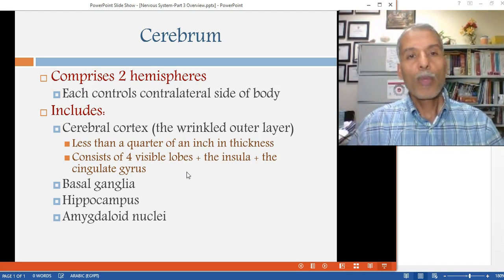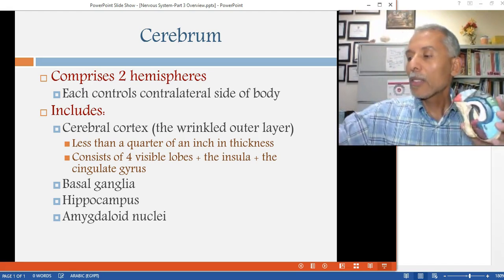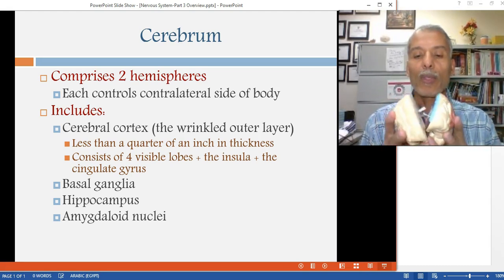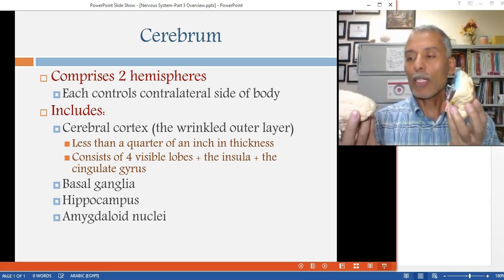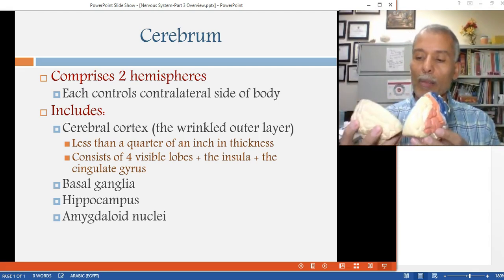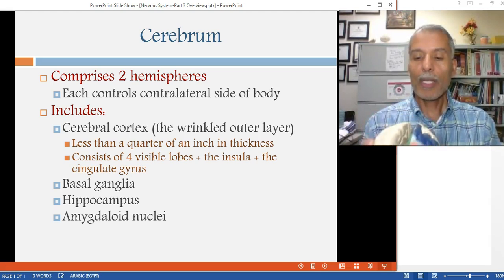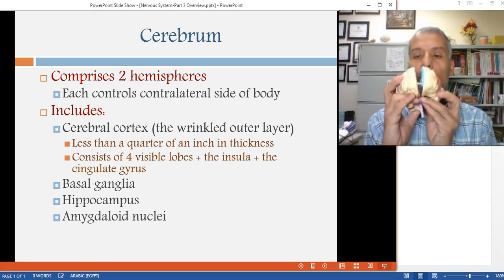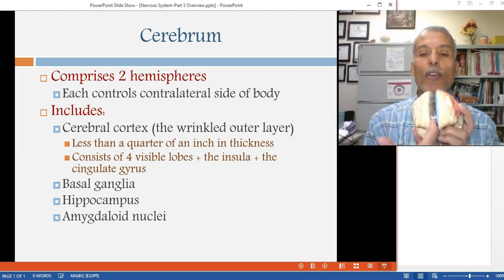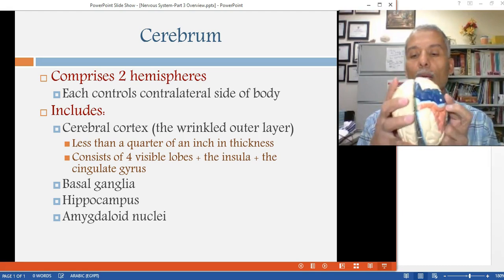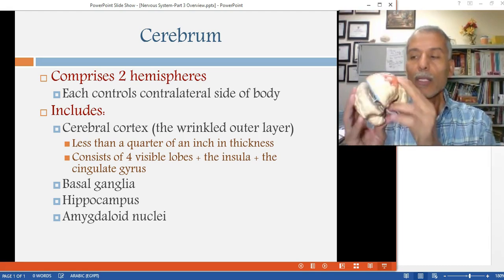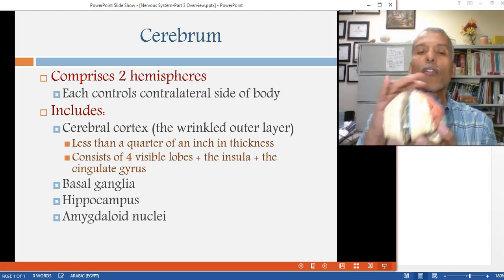First, the cerebrum consists of two hemispheres, right hemisphere and left hemisphere. And as you can see in the middle, there is a big fissure in between that is called the longitudinal fissure. It goes from front to back, all the way to the back. So that's the longitudinal fissure that separates the right hemisphere from the left hemisphere.